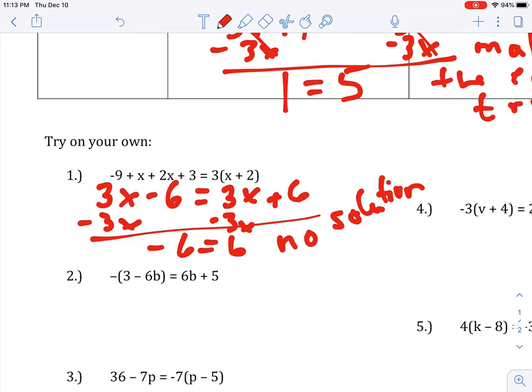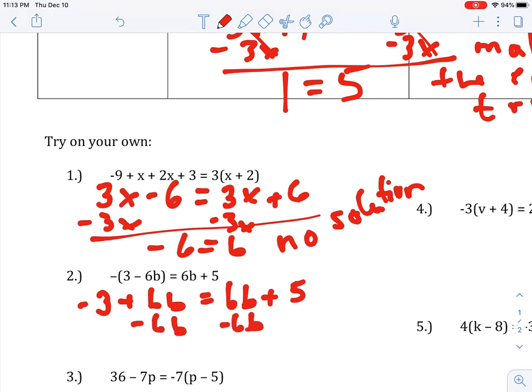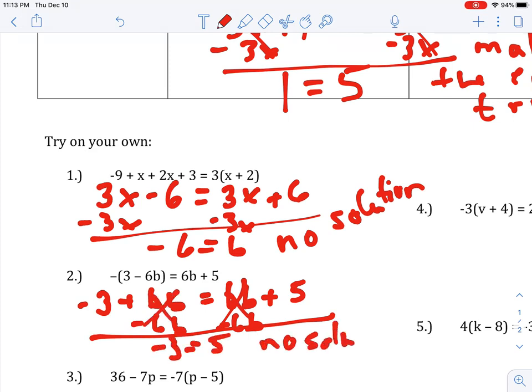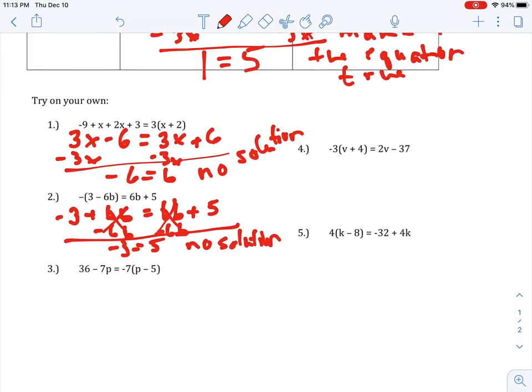Number 2, again, I'm going to distribute, so I'm going to have negative 3, because negative times 3 is negative 3, and then when you multiply the negative and the negative 6, you would get plus 6b equals 6b plus 5. And now we subtract 6b, and yet again, you're going to notice that we get negative 3 equals 5, and this means no solution.